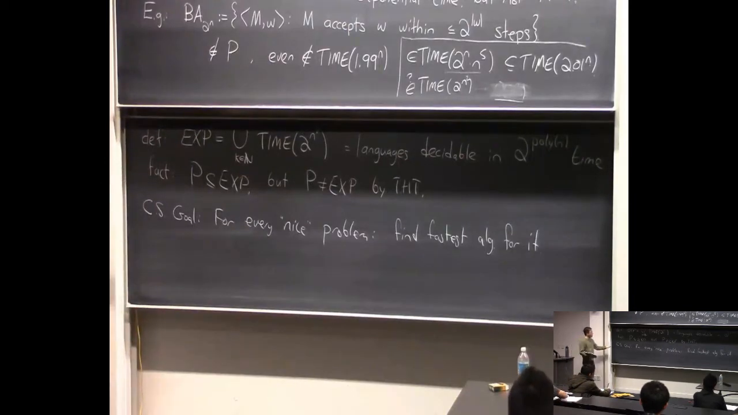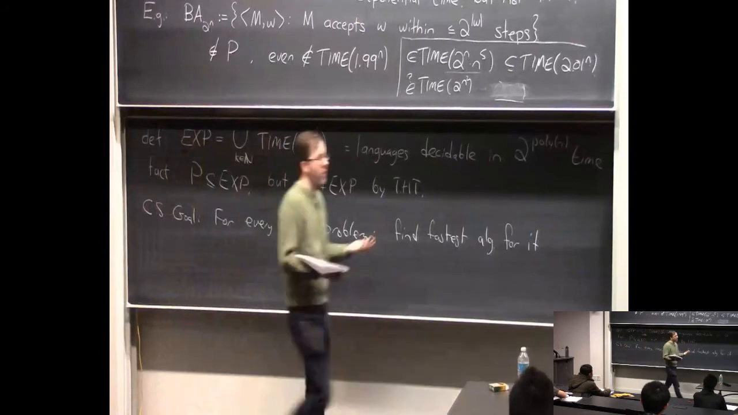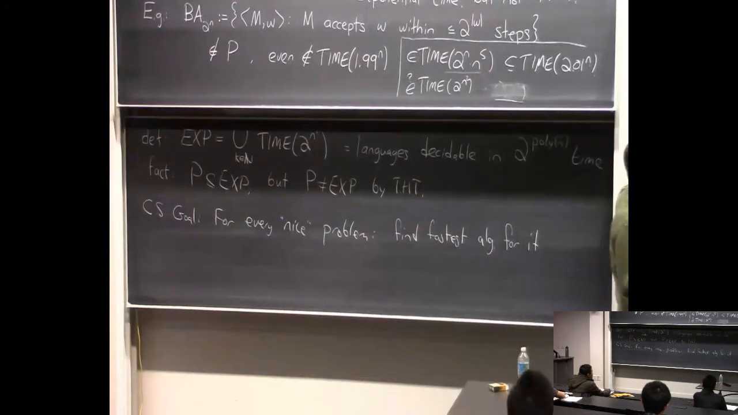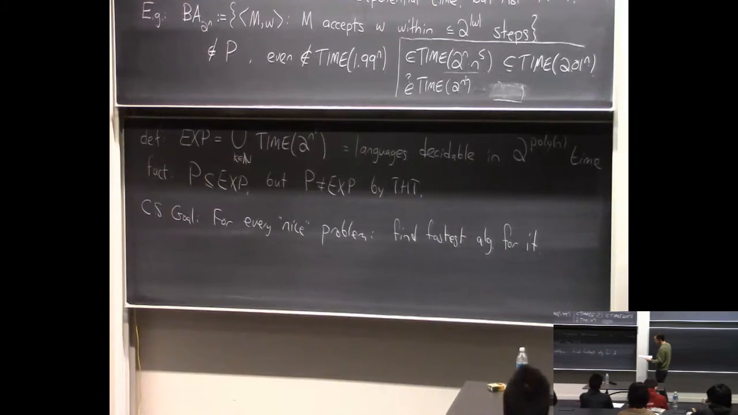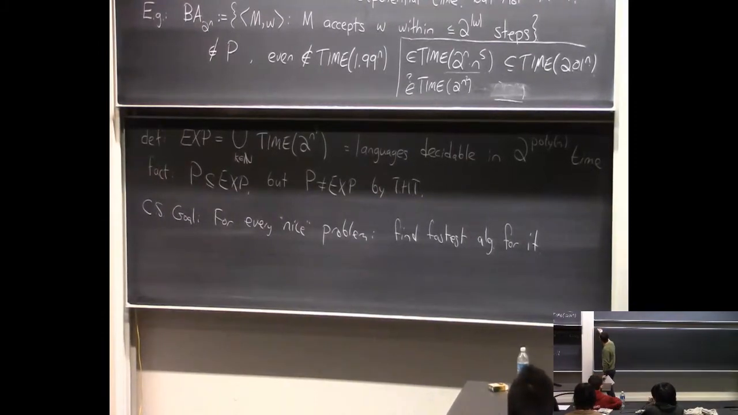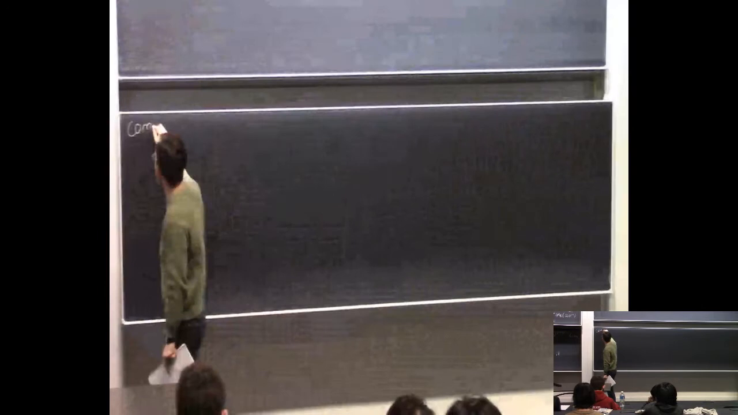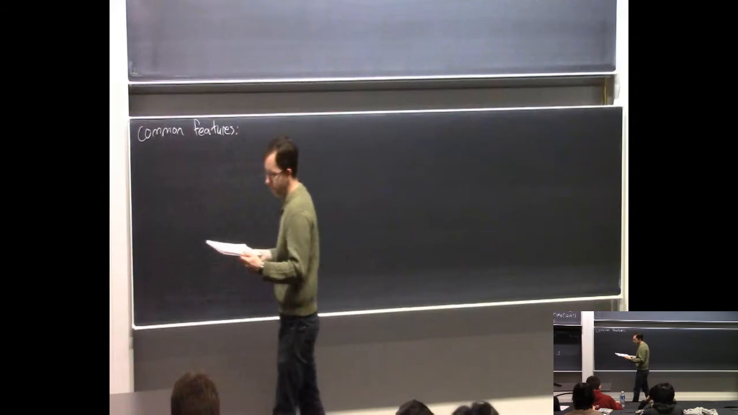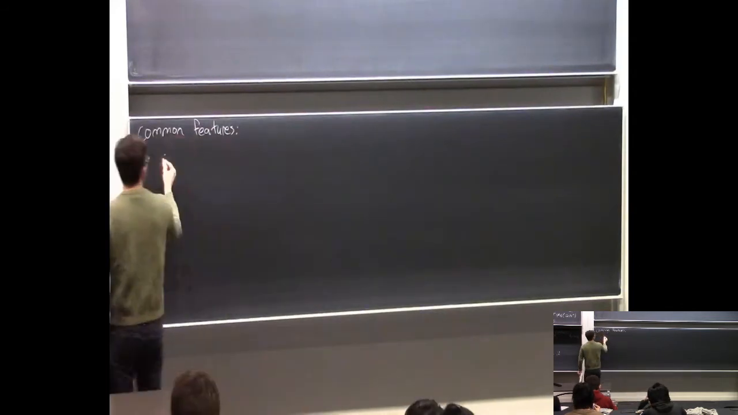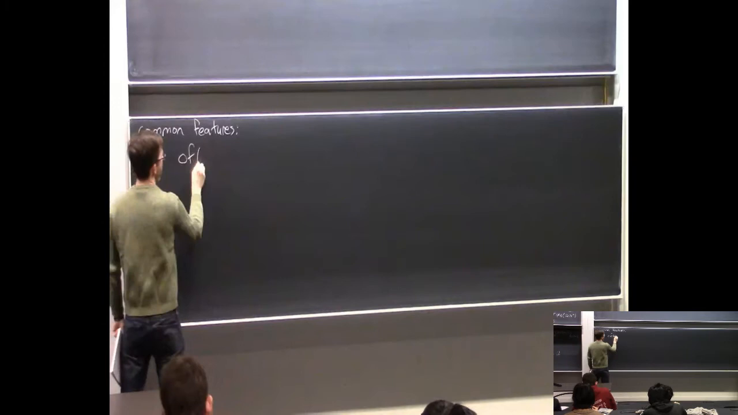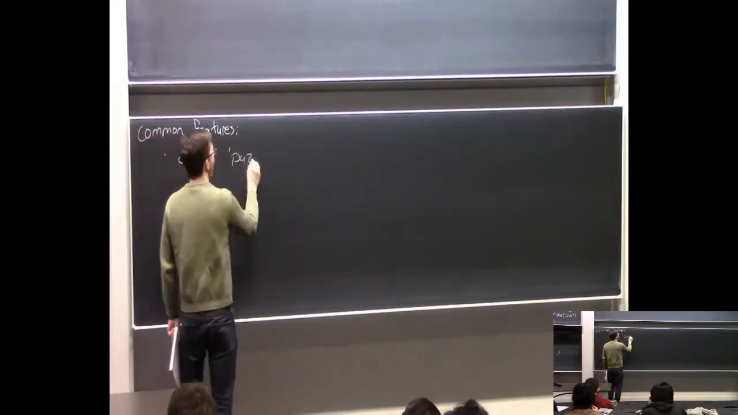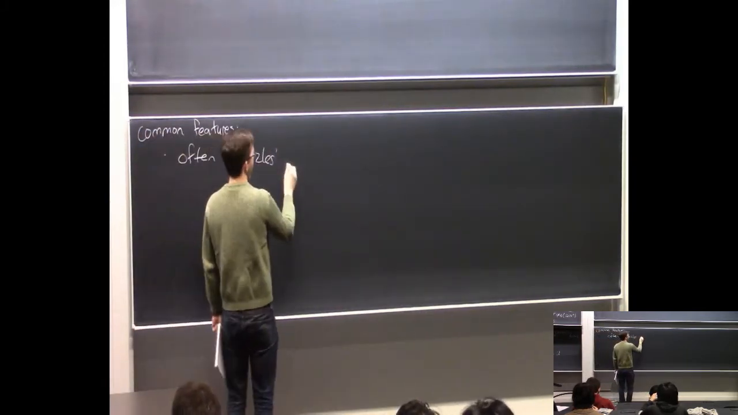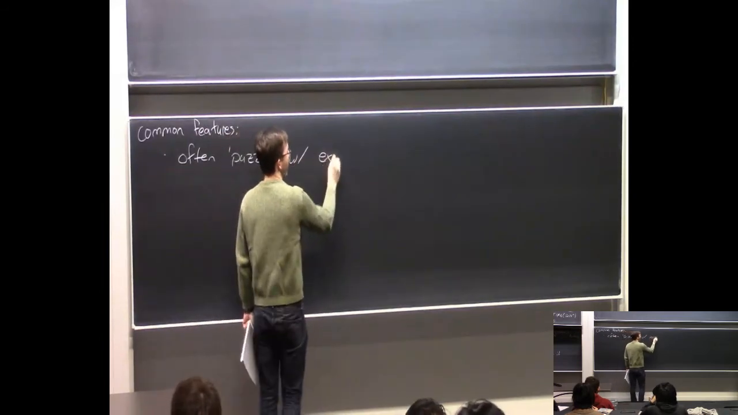So let's talk about these nice problems, or what are the computer science problems that we actually end up caring about and trying to solve with algorithms. We're going to talk about this in a lot more detail when we start talking about NP completeness. But here are common features of some problems that we care about. They're often kind of like puzzles, and I'll give examples in a second, with exponentially many candidate solutions.